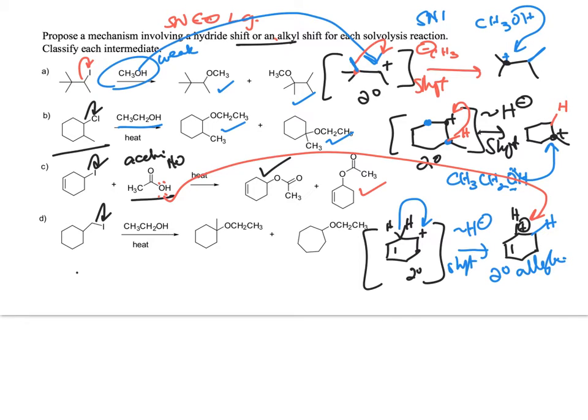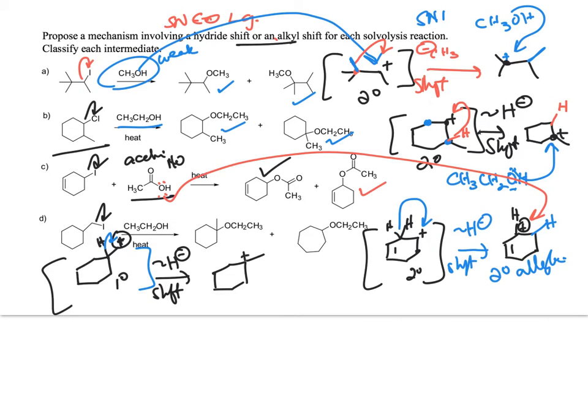Okay, so the iodide leaves, we get a primary carbocation, and so this is not going to stick around at all. It's going to rearrange very fast. So if the hydride here moves, you're going to get a hydride shift. And basically the hydrogen switches places with the carbocation, and then your nucleophile will come in. That gives you your first product.